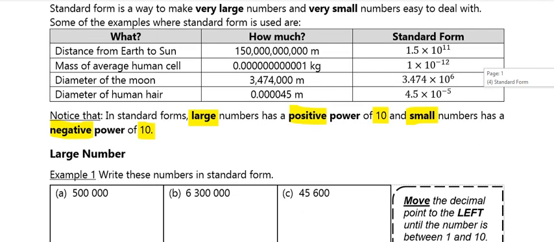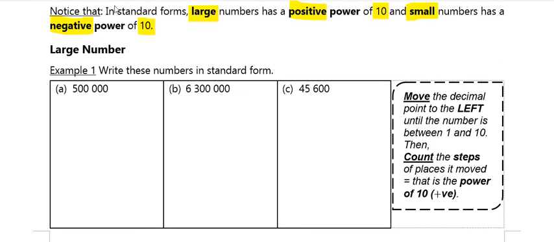So let's start with example number 1. When you are dealing with a large number and want to write it in standard form, for example 500,000, what you do is move the decimal point to the left until the number is between 1 and 10. Once you get the number between 1 and 10, you count the steps the decimal point moved. That gives the positive power of 10.